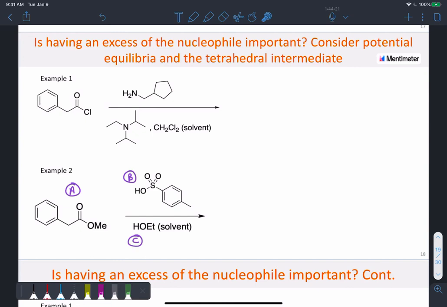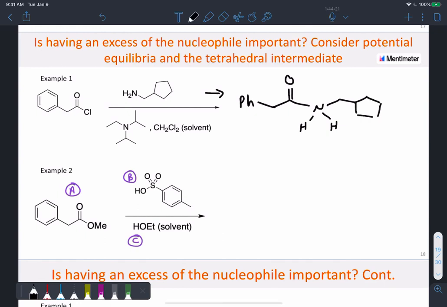Okay, so this question is just asking us to consider the relative ratios of the compounds. And when we get to the intermediate, if you look back at one of the intermediates after a couple steps of this one, we have this protonated amide that's formed. And if we don't have any base present, there's nothing to deprotonate that.